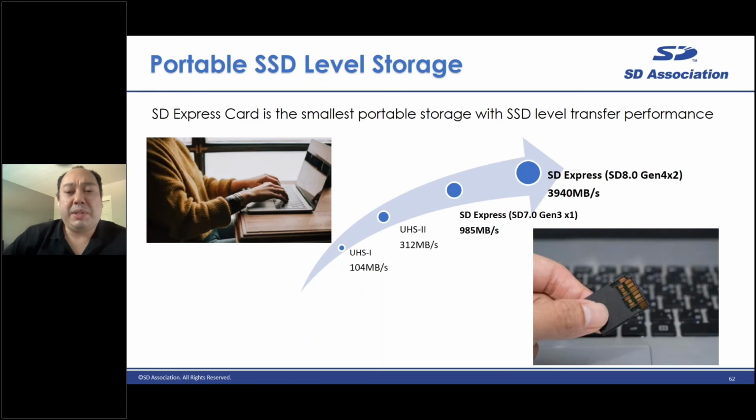So in the future, since SD 8.0 has been announced as a Gen 4x2, you can get up to close to 4 gigabytes per second. Right. So next slide, please.